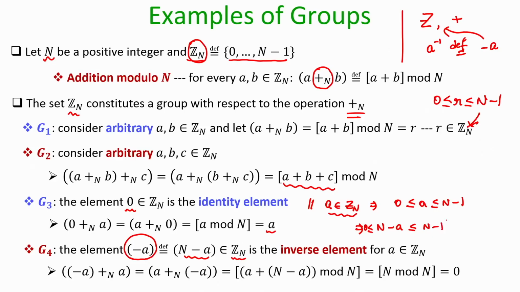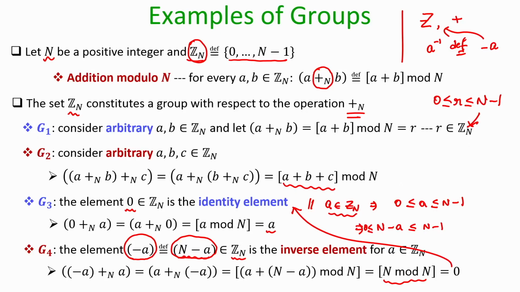So, my inverse here is not a member which lies outside the set Z n, it is a member of Z n. And the property of this minus a is that if you add it with any a and then take modulo n, the result will be n modulo n, which is 0, and 0 is your identity element here.